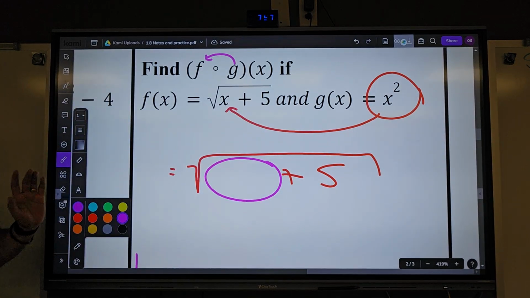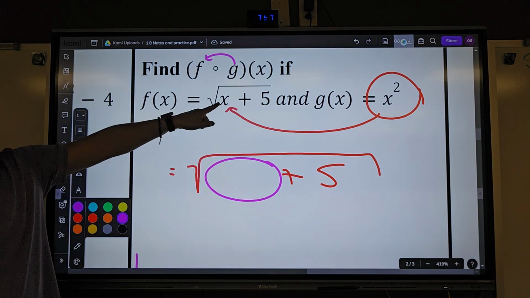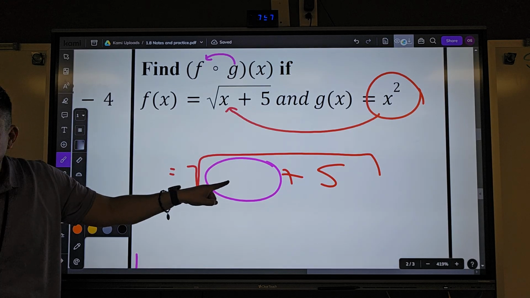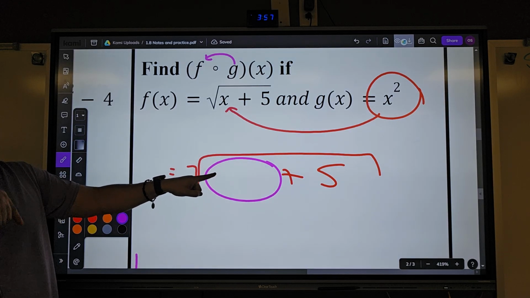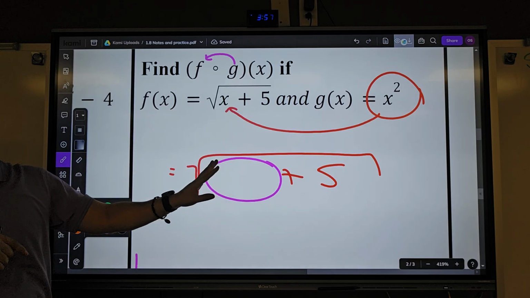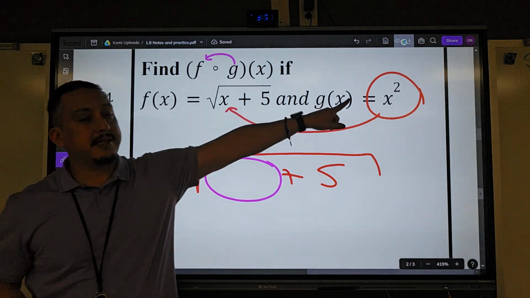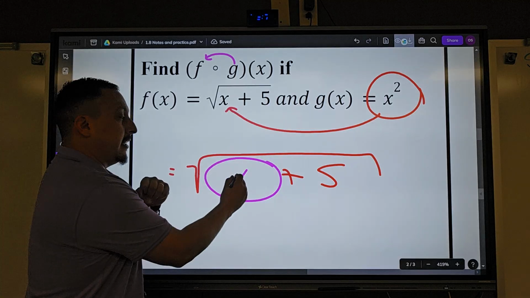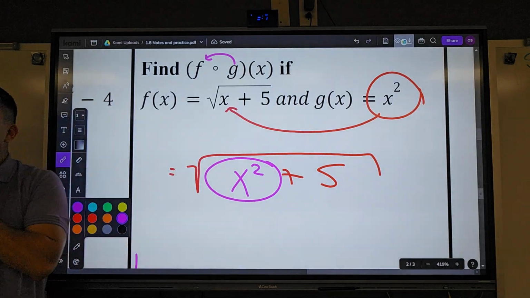One common mistake students will make at first is they'll rewrite this x again. But just like when you're plugging in a 2, you don't put that x anymore because you're replacing the x with 2. It's the same thing here. You don't put that x anymore because you're replacing it with that one. So that would be the correct setup.